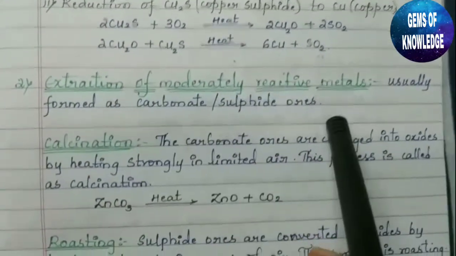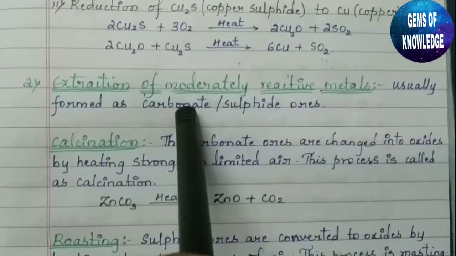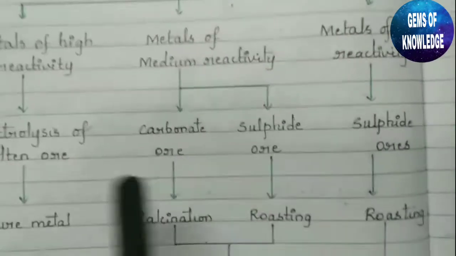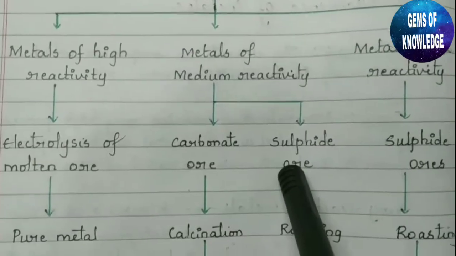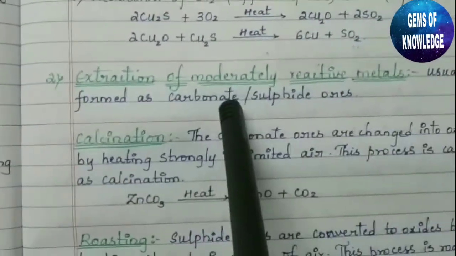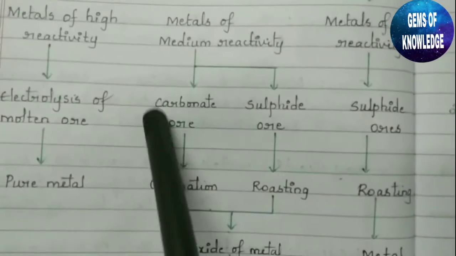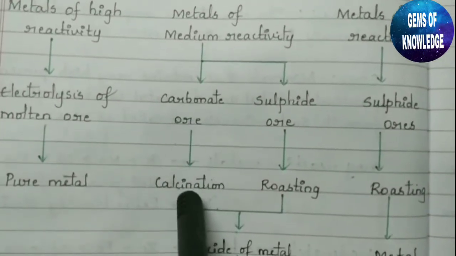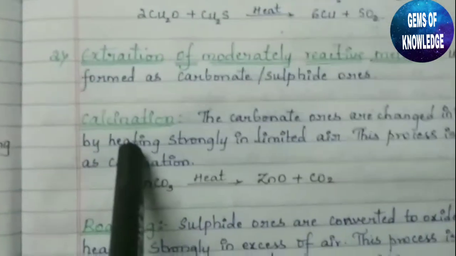Again we have to study the moderately reactive metals, that is, medium reactive metals, which are usually formed as carbonate or sulfide ores. You can see here, as mentioned, that it is formed in the carbonate or sulfide ore itself. So here is the next process. When it is formed in the carbonate ore, which process do we use? That is nothing but the calcination process.